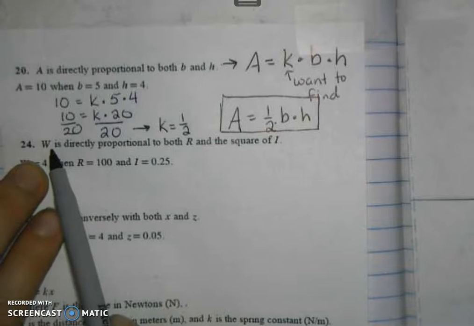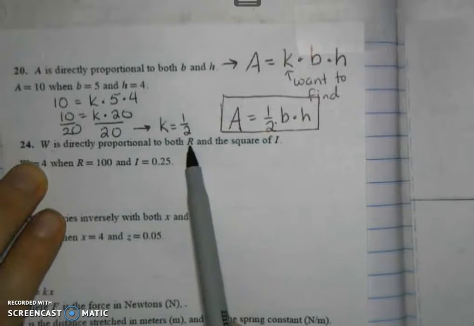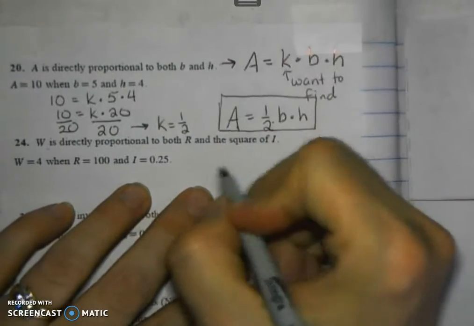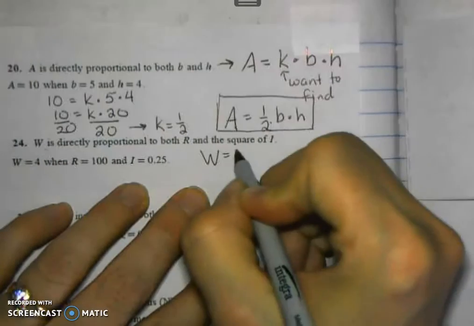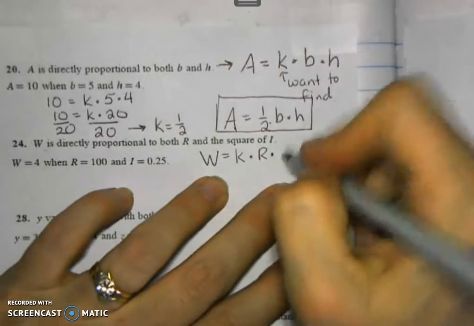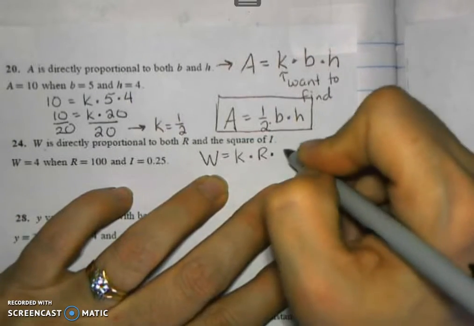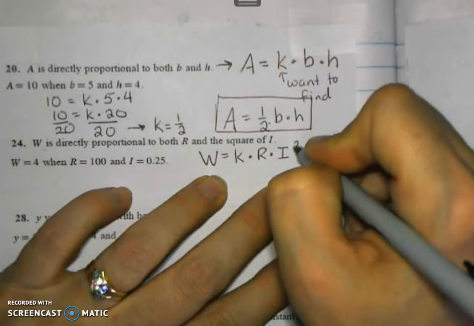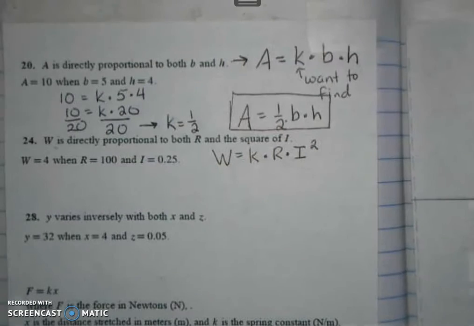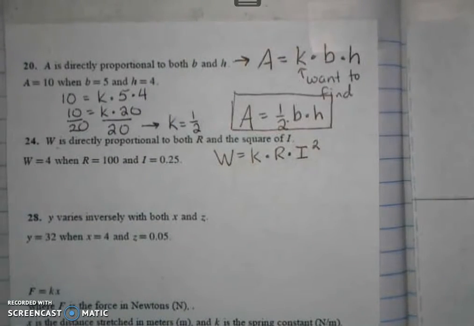W is directly proportional to both R and the square of I. So again, that means W equals K times R times, and it says square of I, so you just put I to the power of 2. That's all. They could say square root, they could say absolute value. It doesn't matter, you just translate it to the math.